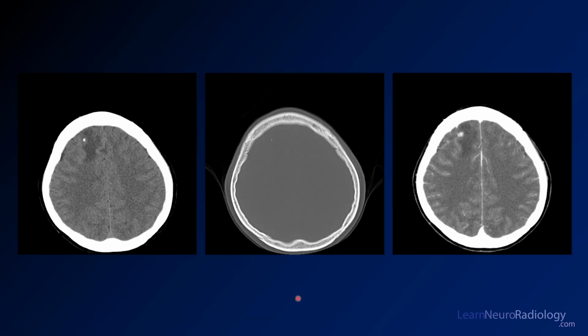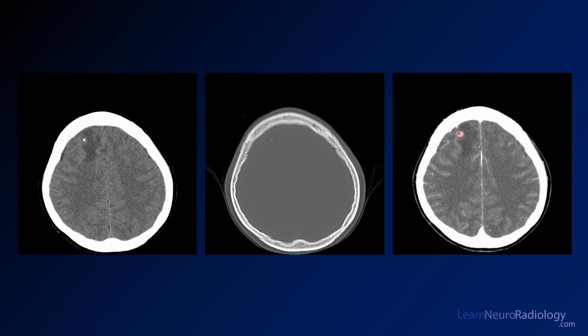Here I'm just going to walk you through some of the images from this case. Here you have some of the initial CT images. You see a little calcification there. It's got some surrounding edema. This is vasogenic edema because the cortex is spared. There you see just a tiny calcification there.